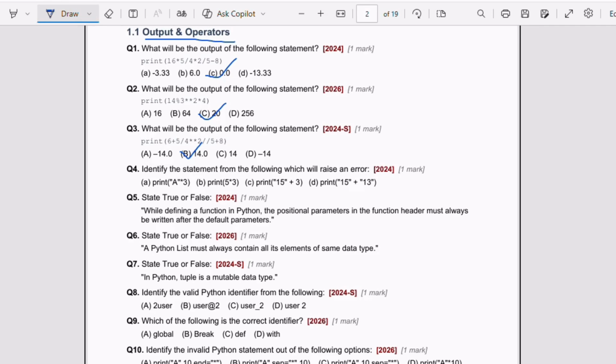Now we have understood precedence of operators and how we can solve these questions based on the precedence of operators. So with these three previous year questions, we have understood one of the most important concepts in Python basics, which is operator precedence. In board examinations, many output based questions are asked from this topic, and if you know the order in which operators are evaluated, you can solve them quickly and accurately. In the next part, we'll continue with more previous year questions from this chapter and cover additional concepts that are frequently asked in CBSE board exams.